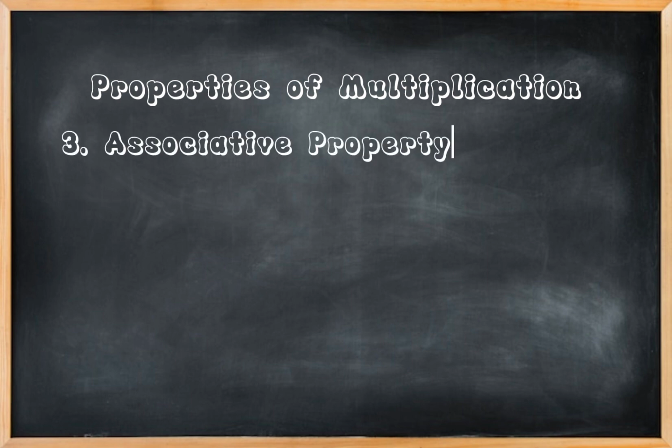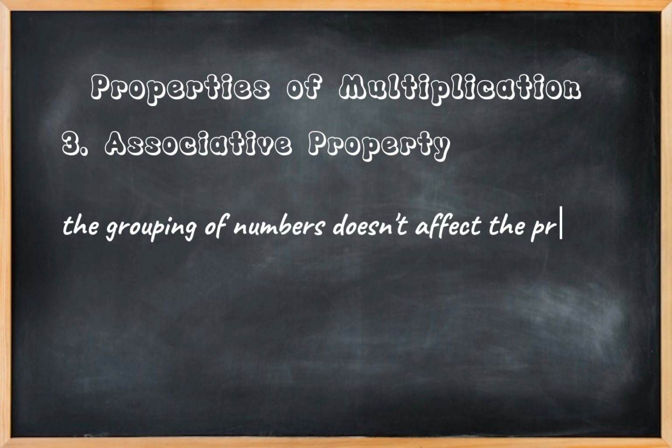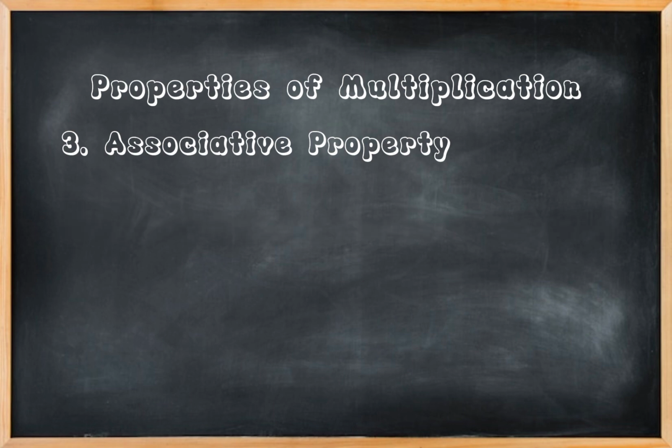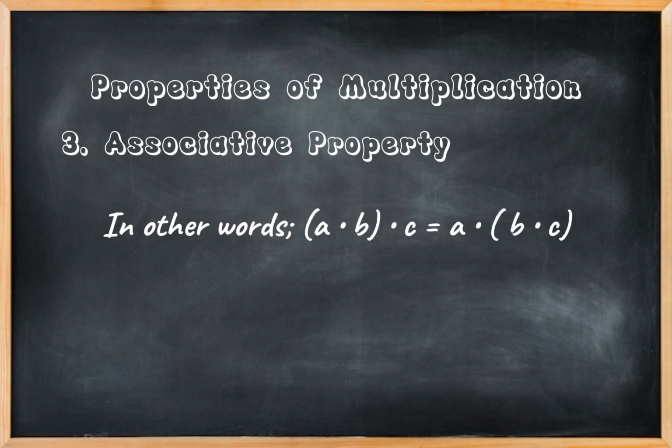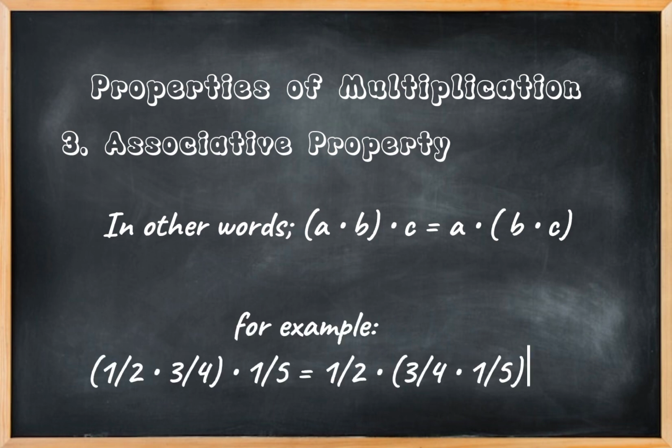Next is associative property. In associative property, the grouping of numbers doesn't affect the product. In other words, the product of A and B times C is equal to A times the product of B and C. For example, the product of 1/2 and 3/4 times 1/5 is equal to 1/2 times the product of 3/4 and 1/5.